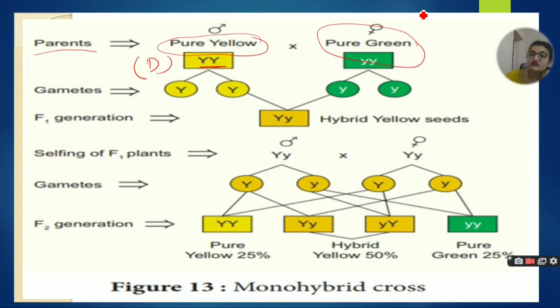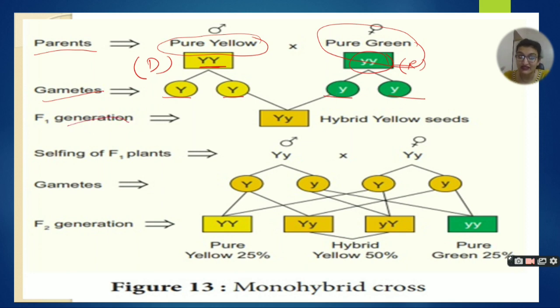Now, let's talk about this pure green. This was also pure, but it is written in small y. That means it is a recessive character. So wherever a capital letter is written, it is a dominating character. Wherever a small letter is written, it is a recessive character. Now, we know that in sexual reproduction, the chromosome number is reduced to half. So the gametes from these parents would be capital Y and small y.